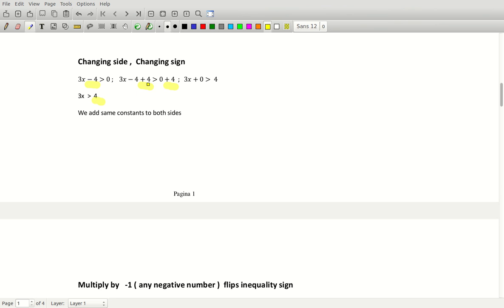But minus 4 plus 4 is 0, 4 plus 0 is 4. We obtain 3 times x greater than 4. Or, directly, without thinking all this, we can remember: changing side, changing sign.